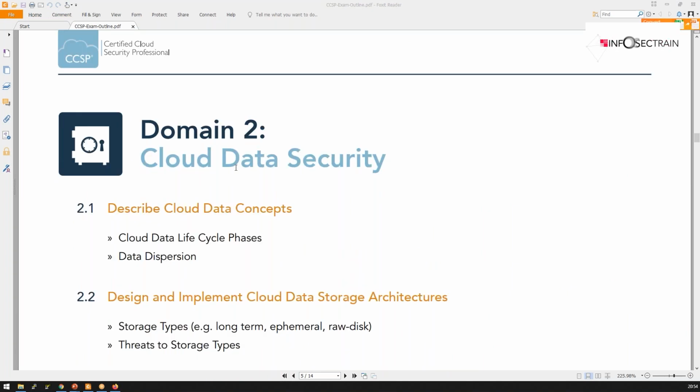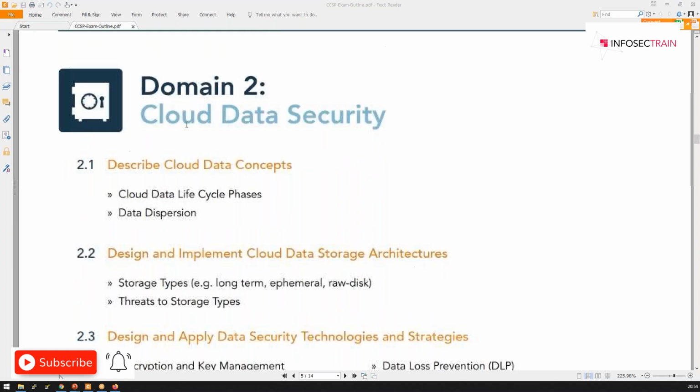This is the largest domain in the CCSP exam. Even if we think domain one is the largest, domain one covers 17% of the exam, and this one covers 19%. The largest domain in the CCSP exam is cloud data security. This domain is a bit revised in the new curriculum, so I'll tell you how it works in this domain.